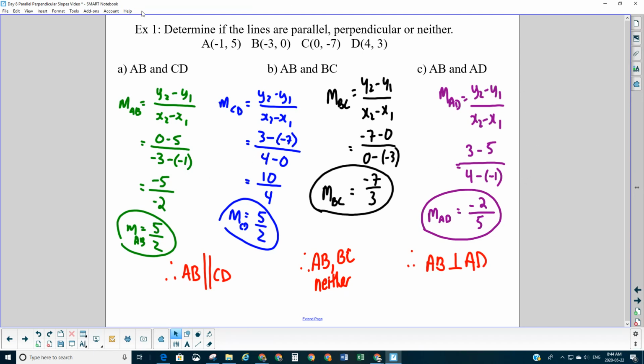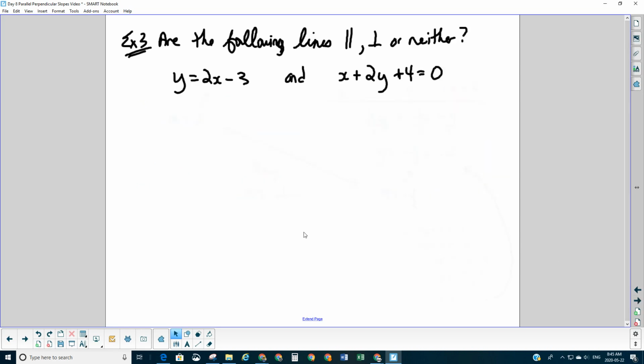Okay, so this question here is one of my favorite ones. It's one of the things you're going to be practicing in your practice. A great way to practice slope formula and compare parallel and perpendicular slopes. All right, the final question we're going to look at is investigating whether lines are parallel, perpendicular, or neither.